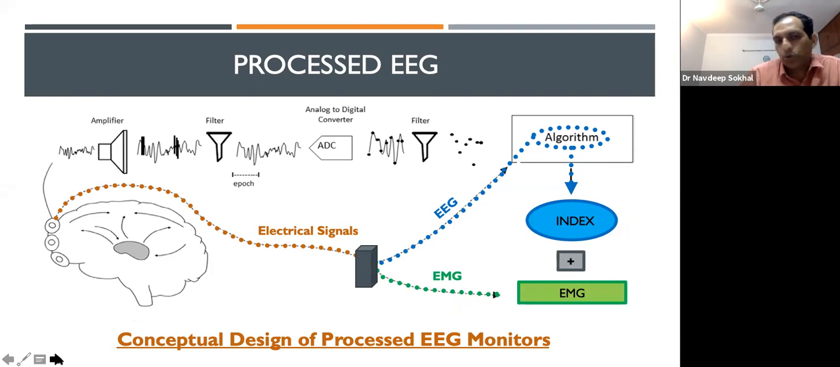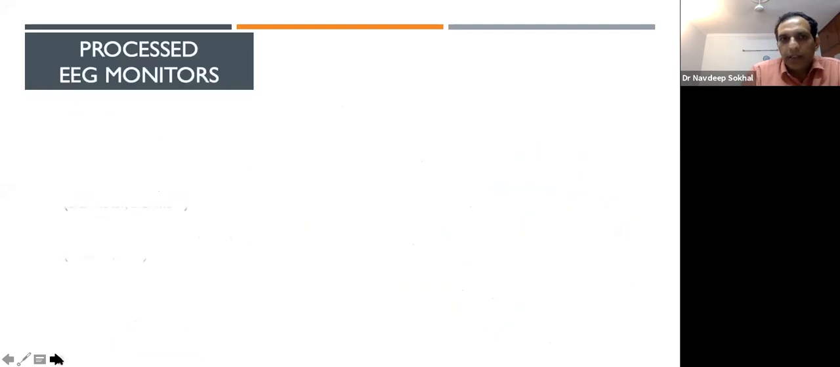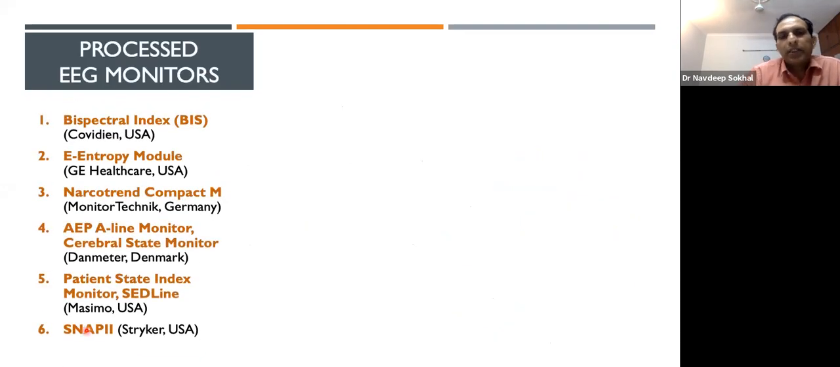Along with that, the EMG component is also displayed on the screen. So we get two numbers: one is the index number plus the EMG component from the electrodes. So this is how these monitors work. They amplify the signal, they filter the signal, they divide it into EMG and EEG, then all artifacts are removed, then EEG signals are passed through the algorithms.